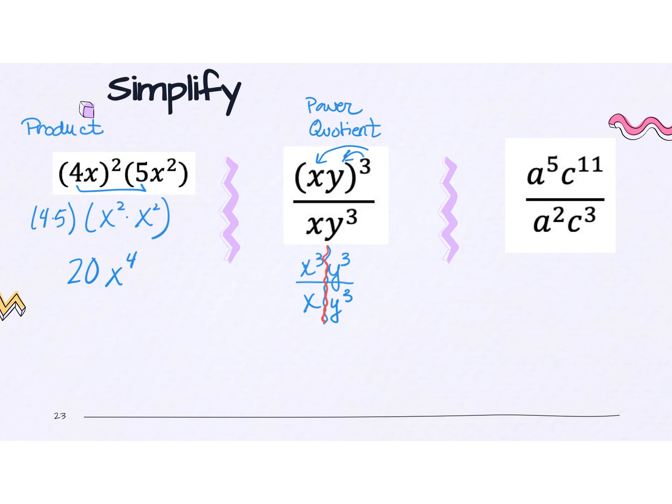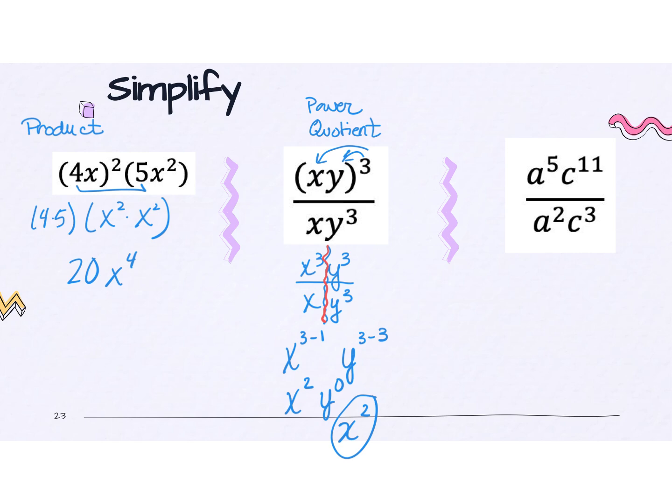And now I'm going to write up my two problems. I have two quotient problems. I have x to the power of 3 minus 1, and I have y to the power of 3 minus 3. So now I have x squared, and I have y to the power of 0. So I have x squared times 1. My answer is x squared.